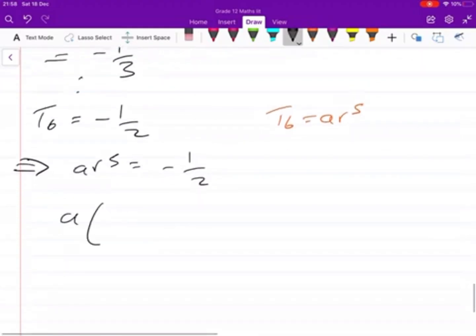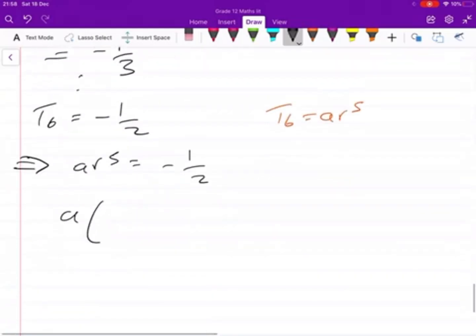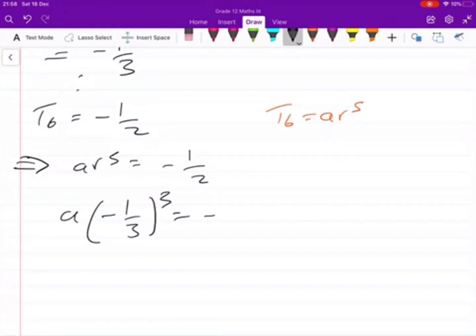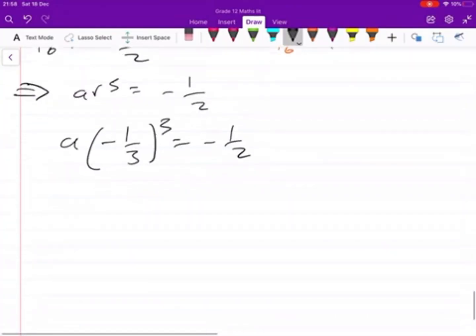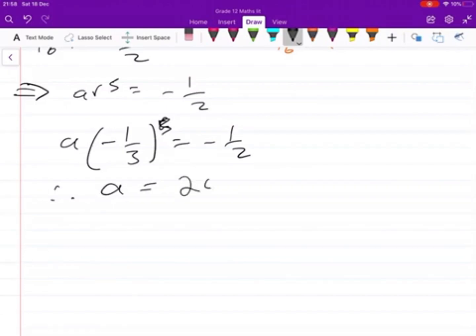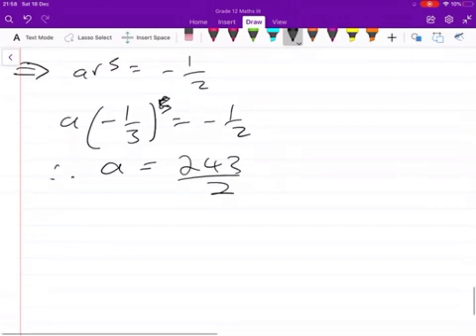Well, we have found what is R. R is -1 over 3. A times -1 over 3 to the exponent 5 equals -1 over 2. And with simplification, because I don't have a calculator, but I have already worked this out, A is 243 over 2. Please go figure out how I found this.